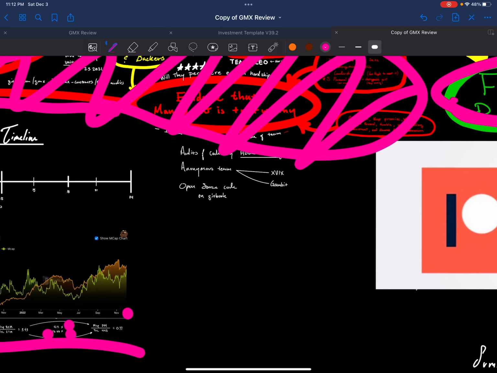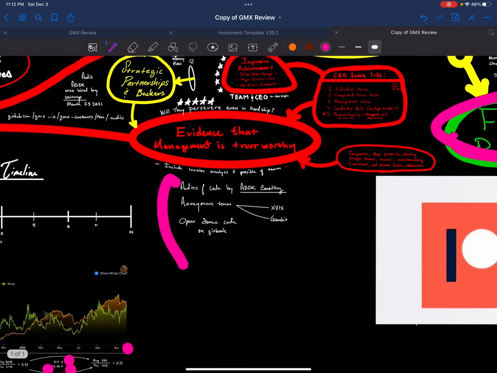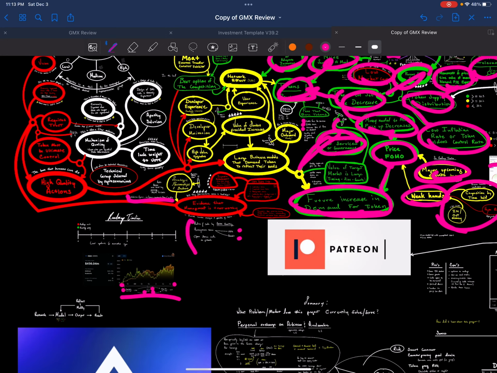Now the code is open, and it got audited by ABDK Consulting, the same group, or one of the groups, that has been hired by Uniswap. The anonymous team made XVIX and Gambit, which is part of their history. So these are things that lend to their credibility. You can even see the review on GitHub of where the audit is of their code. But I put everything else as risky because it is an anonymous team.